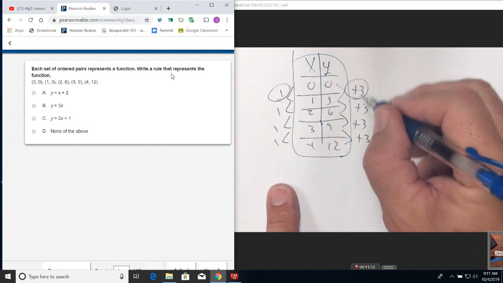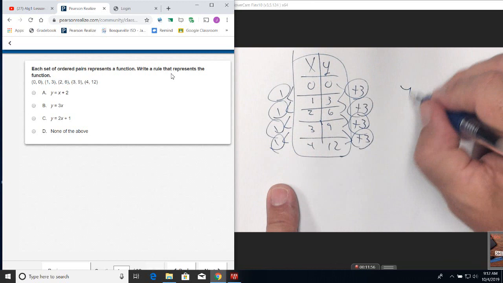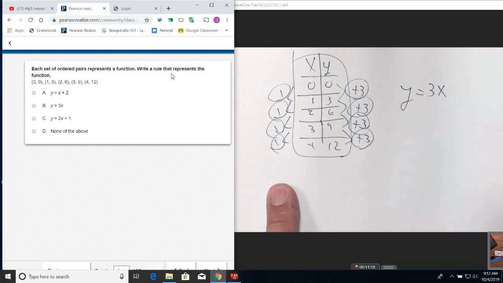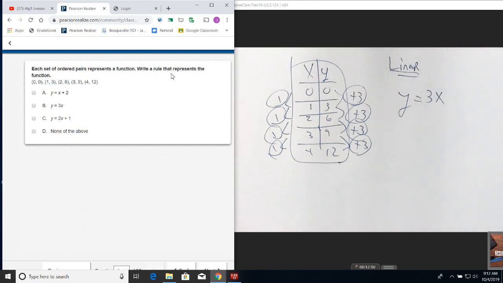The change in y over the change in x. Change in y over change in x is what? 3. So I know my function rule is y is equal to 3 times x because I'm repetitively adding 3 each time. It's a constant rate of change, which is going to be a linear function. So it's y is equal to 3x. Everybody agree? Well, let's check it.